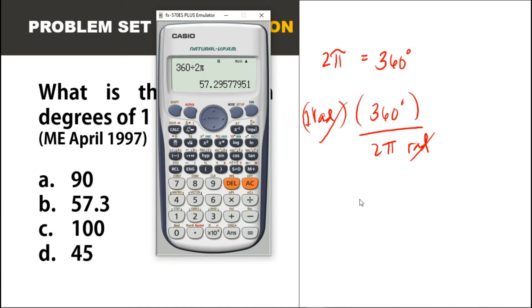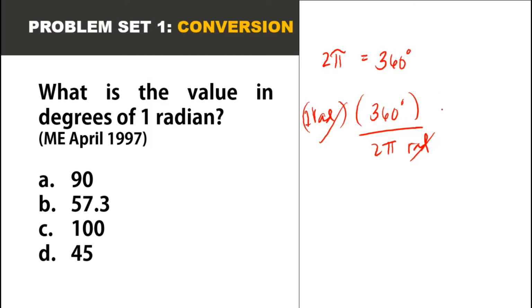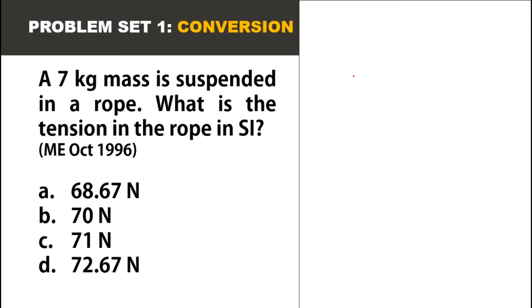We have 57.3 degrees. So 1 rad or 1 radian, that is 57.3 degrees. A 7 kilogram mass is suspended in a rope. What is the tension in the rope in SI?